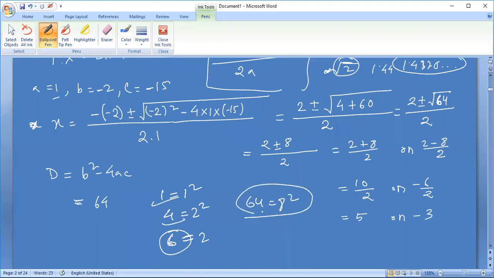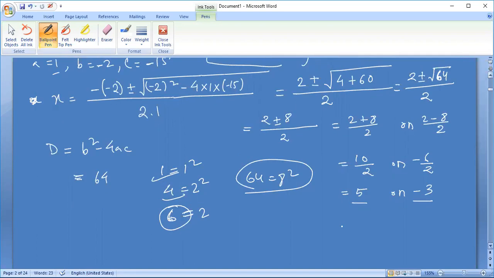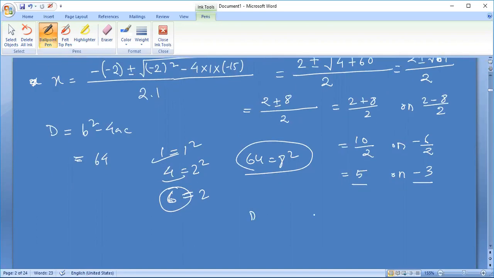So this is the criteria. When D is a perfect square, then roots are real, and also rational and distinct. Now see, 5 and minus 3 are rational numbers. Clear all of you? If D equals 0, then roots will be equal. If D is less than 0, then roots will be imaginary. Now see, suppose it is minus 64, root over minus 64 is an imaginary number, yes or no? So it cannot be a real number. Understand? So this way we can find the nature of the roots.